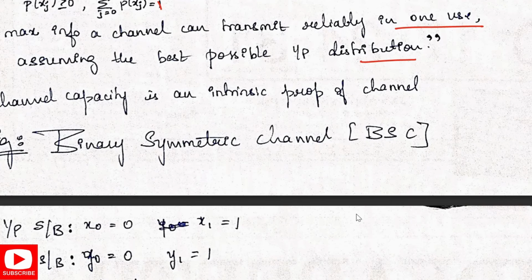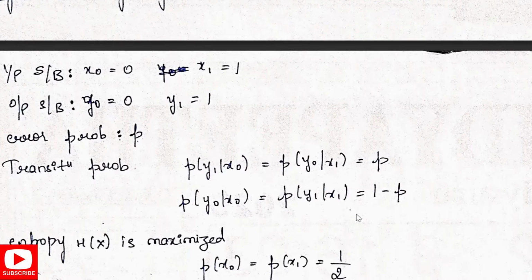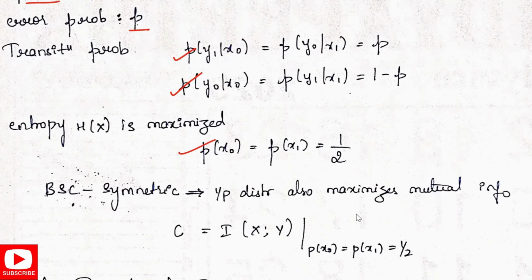So in that, mainly we are focusing on the BSC, that is the binary symmetric channel. This is an important question, and it had been asked in the December-January 2025 paper. Here, consider the input symbol as x naught and the output symbol as y naught. What is the error probability? It is P. The transition probabilities are given by P and 1 minus P, and the probability of both inputs is equal to 1 by 2.